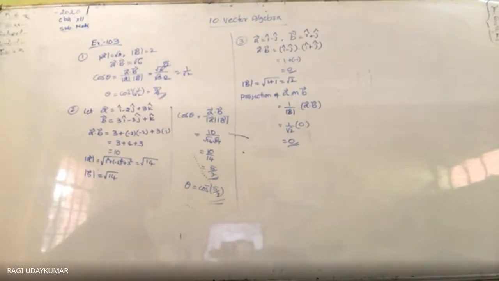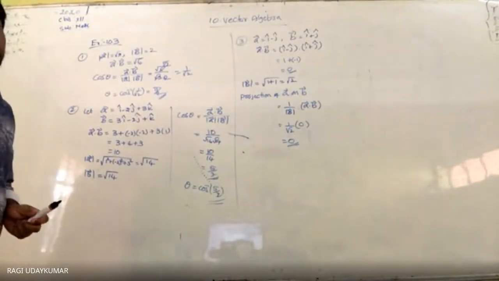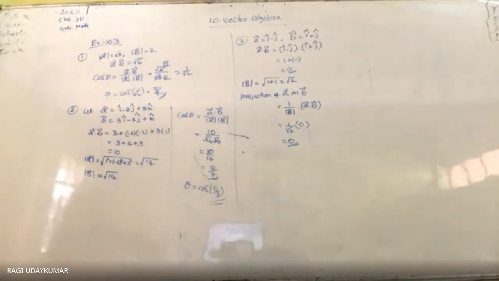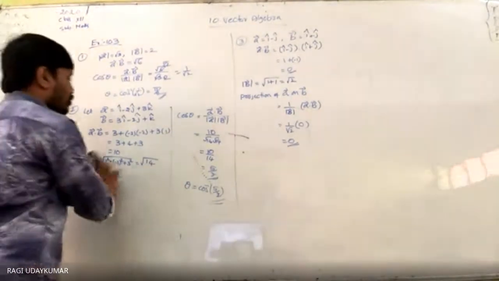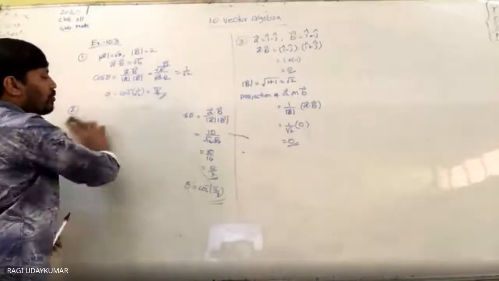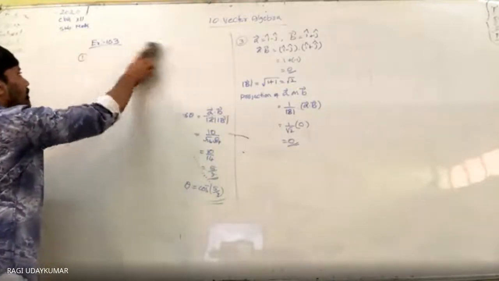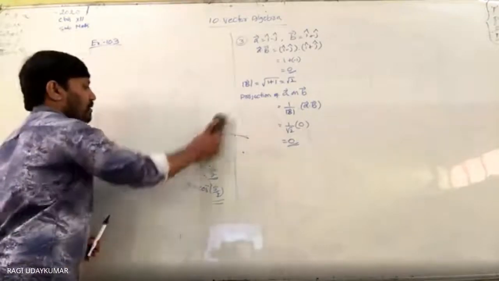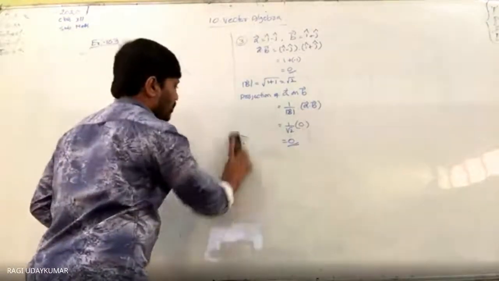Next, fifth question. Show that these three given vectors are unit vectors. You need to know what is meant by a unit vector. And also show that these are mutually perpendicular to each other. You need to prove that they are mutually perpendicular to each other also. Unit vectors are nothing but vectors whose magnitude is equal to 1. The vectors whose magnitude is equal to 1 are called unit vectors.